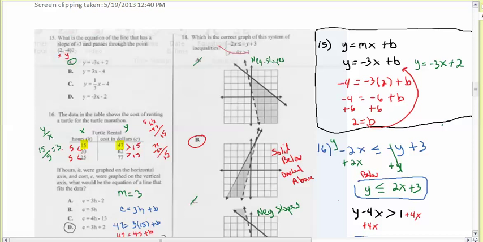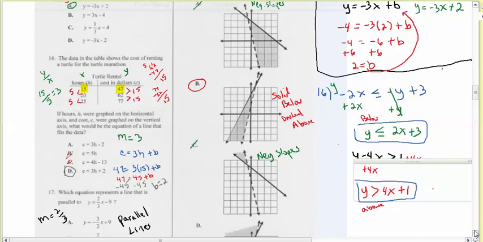5 will go into 15 3 times. So that is my slope. I've got a slope of 3. So I look and see there's 2 choices I have here that have a slope of 3. Not B and not C. Then I need to figure out what is my b.